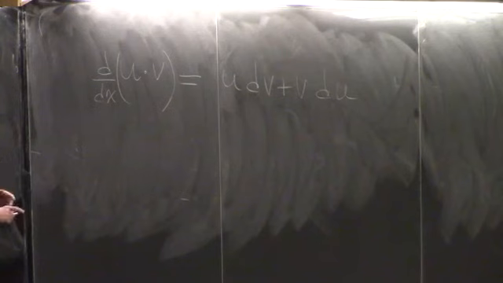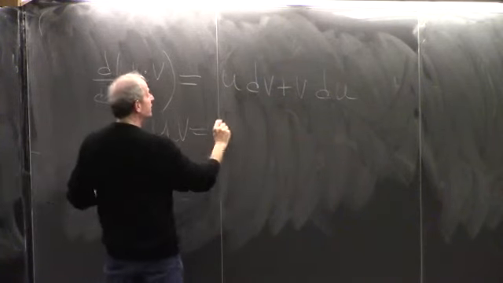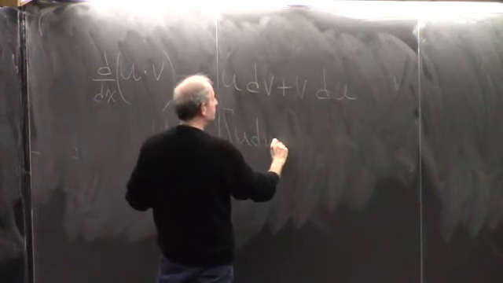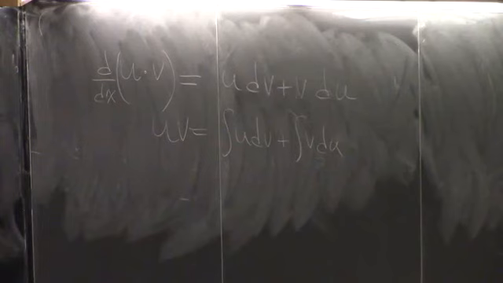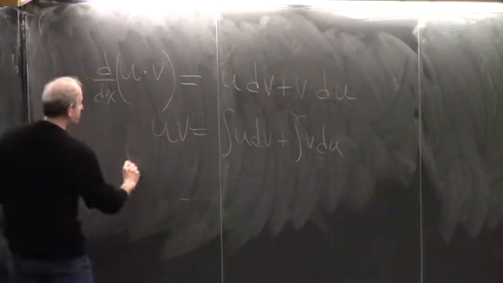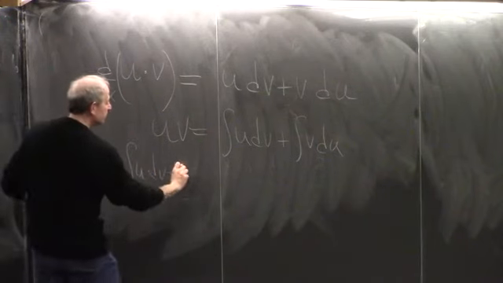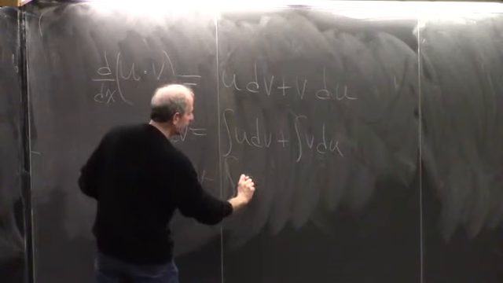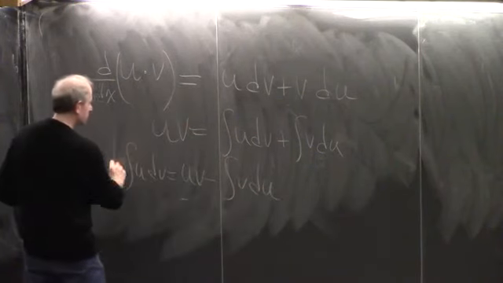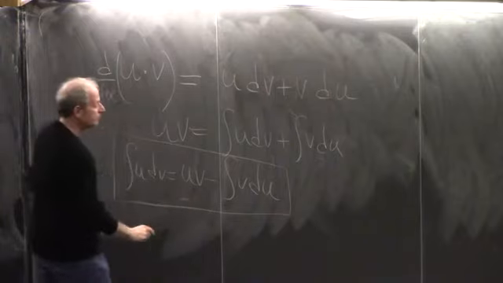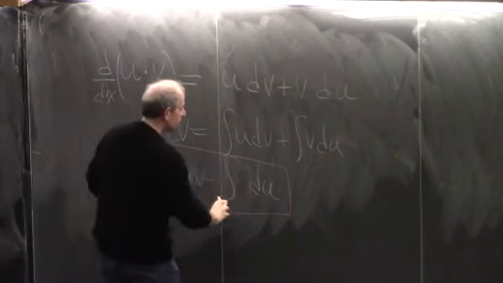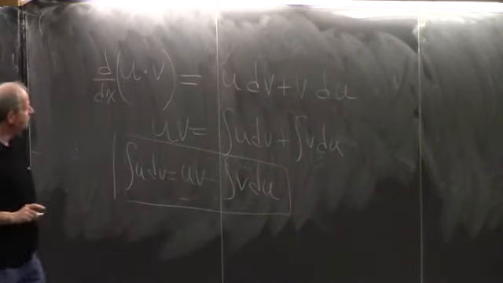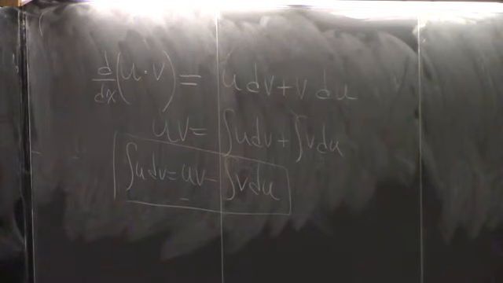So if you were to integrate that, you would get u times v is the integral of u dv plus the integral of v du. So you do a little algebra, and you can rewrite this as the integral of u dv is u times v minus the integral of v du. Can you all tell my u's from my v's? The u's have the little tail on them. Okay? So that is your integration by parts formula.